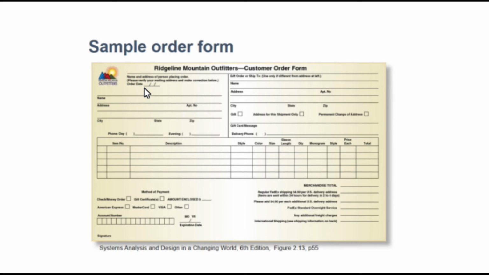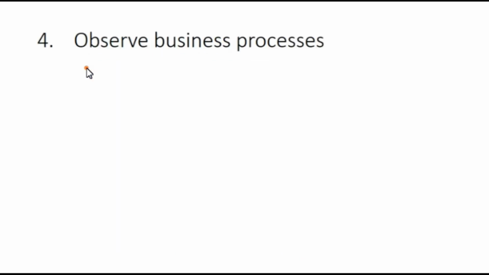All right, let's see an example of a form from your textbook, which is the Ridgely Mountain Outfitters, a fictitious e-commerce or purchase website. Let's say the existing documentation here documents these types of data. You might want to see this form in order to take it to your proposed new system, and to get an understanding of how the organization carries out different business processes. All right, going in, we have the observe business process.